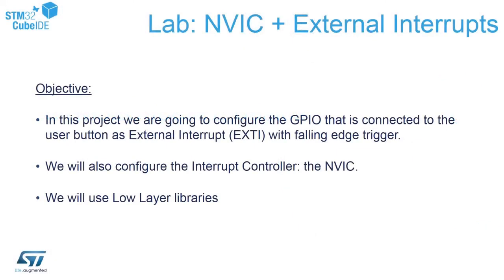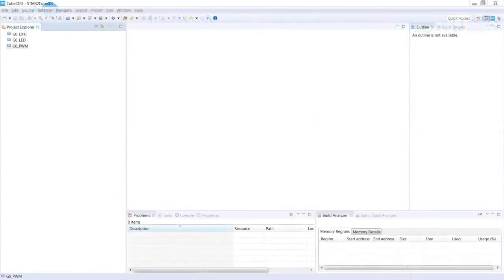So in this project, we have already configured two GPIOs. One is an output to control an LED. The second one is an external interrupt, which is connected to our blue button on the port. We also configured the nested vectored interrupt controller, NVIC, to accept interrupts from the external pin. But now we will reuse this configuration and transfer everything to low layer to check what is the difference between those two approaches. Okay, I have just opened STM32CubeIDE.